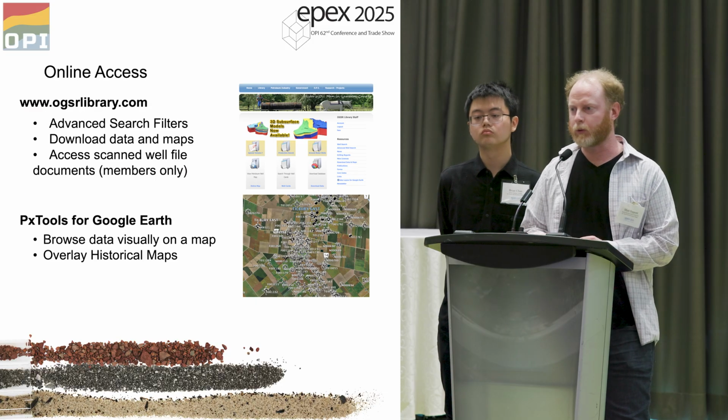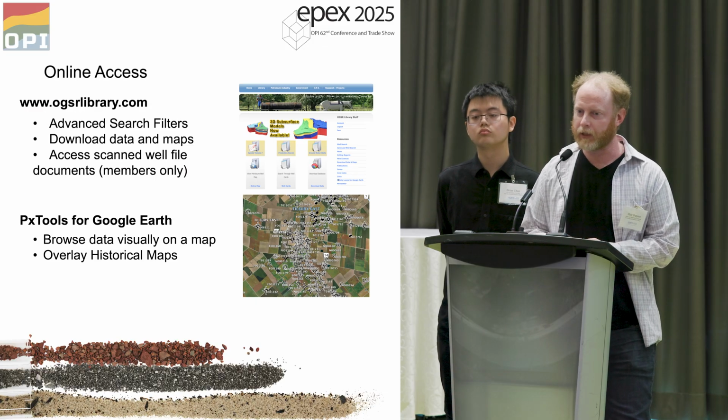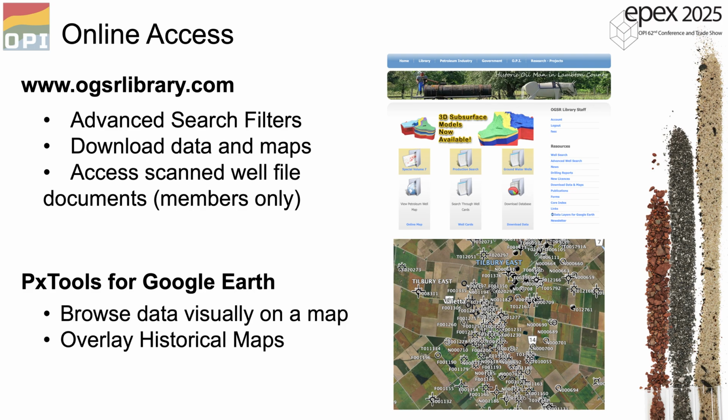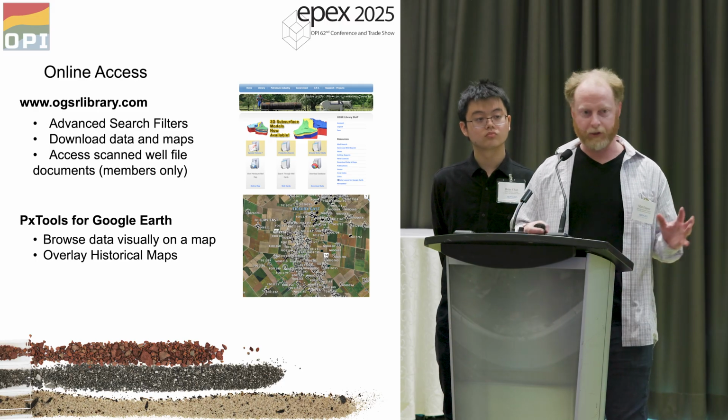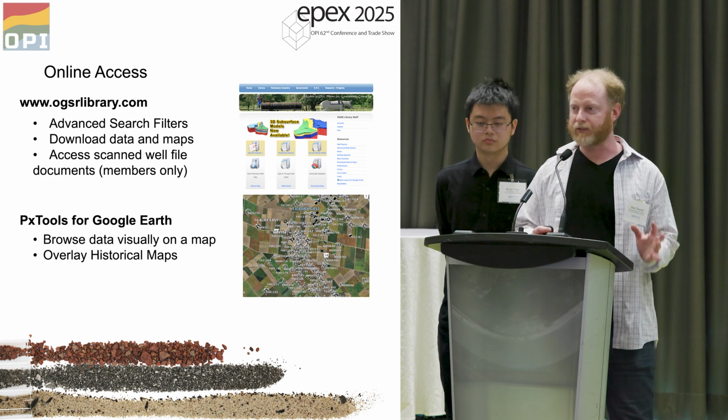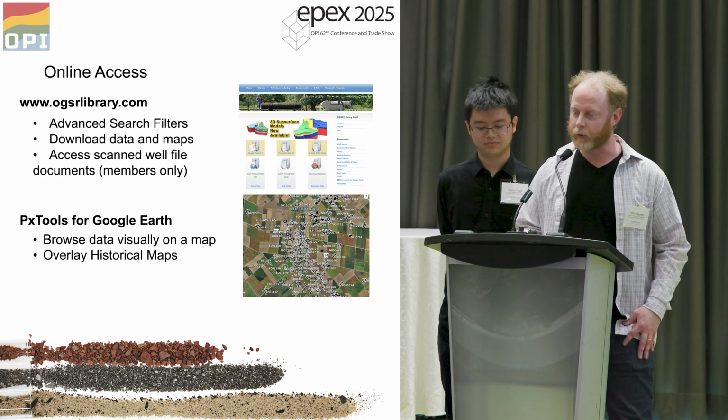here are the two main tools to access them online. I'll go over the advanced search tool a little bit because many people don't realize how refined you can get with your searches. And then I'll cover a little bit about PX Tools, the Google Earth plugin we have too. Anybody involved with oil and gas should have this kind of visual display of where everything's situated in Ontario. It's a very powerful tool.